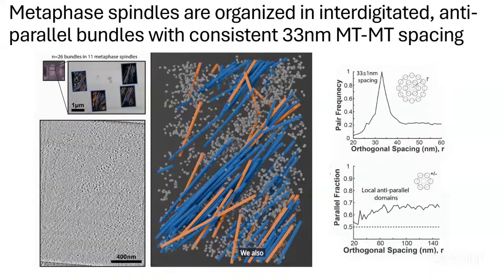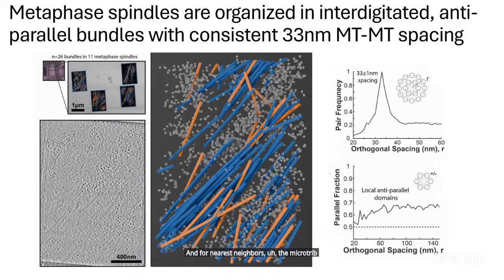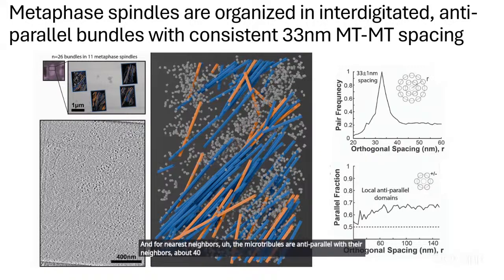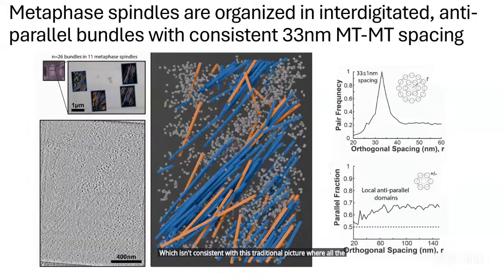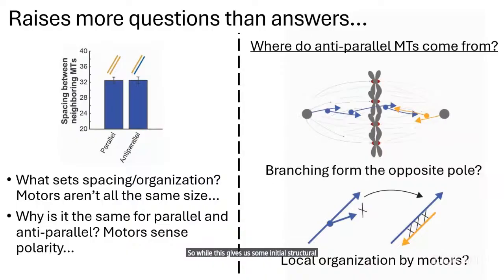We also quantified the relative polarity as a function of distance between the microtubules. And for nearest neighbors, the microtubules are anti-parallel with their neighbors about 40% of the time, which isn't consistent with this traditional picture where all the microtubules nucleate at the spindle poles. What we're actually seeing is that the spindle is this rich, interdigitated structure where there's anti-parallel interactions all over the place that can be generating forces. So while this gives us some initial structural information, it really raises a lot more questions than answers about how any of this can really be working.